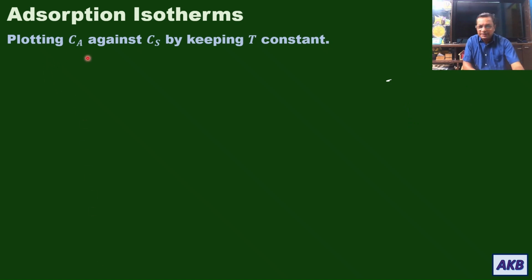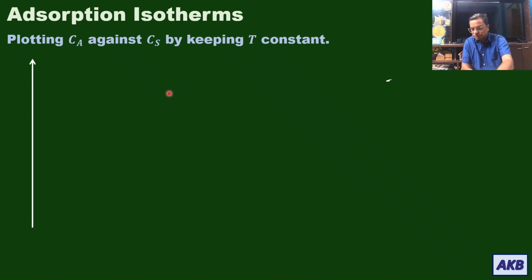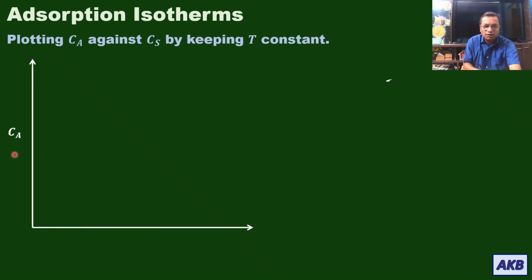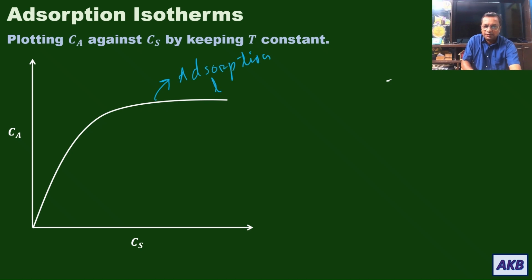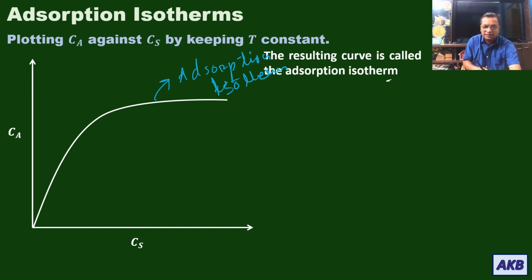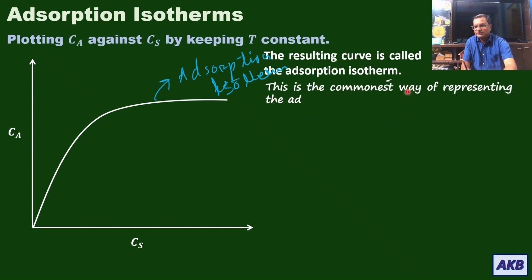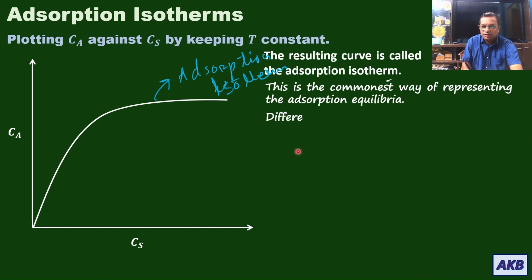So by plotting Ca against Cs, by keeping T constant, you get a curve, and that curve is called the adsorption isotherm. In this case, Ca is plotted on the y-axis and Cs is plotted on the x-axis, and you are going to get a curve, and this is nothing but the adsorption isotherm. Okay, so the resulting curve, as I said, is called the adsorption isotherm. And this is the commonest way of representing adsorption equilibria, as I told you just now.